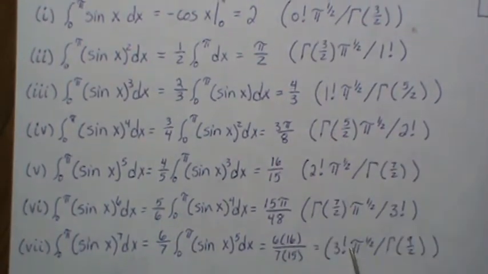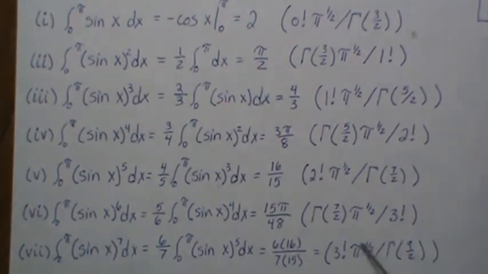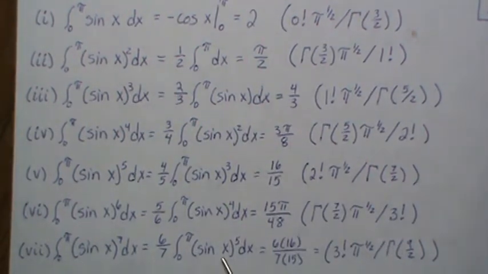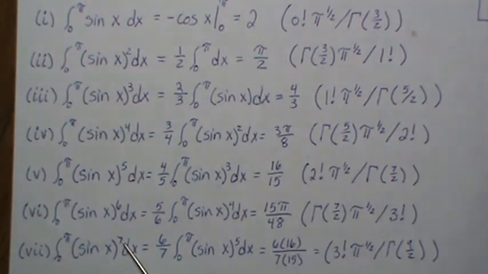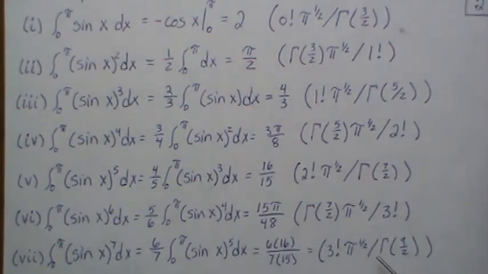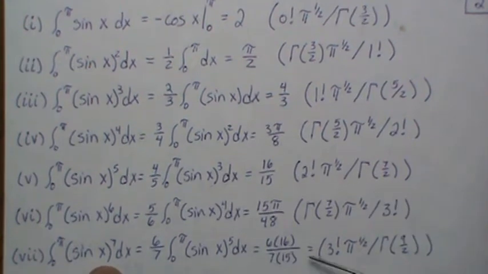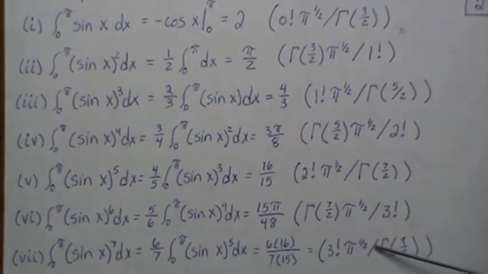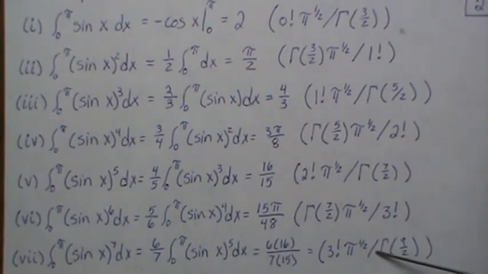All right? And it can all be written in this form here, where it's factorial and a pi to the 1/2 and a gamma function. Now, depending upon if n is odd or even, if it's odd, then the gamma's in the denominator and the factorial's in the numerator. If it's even, it's the other way around.